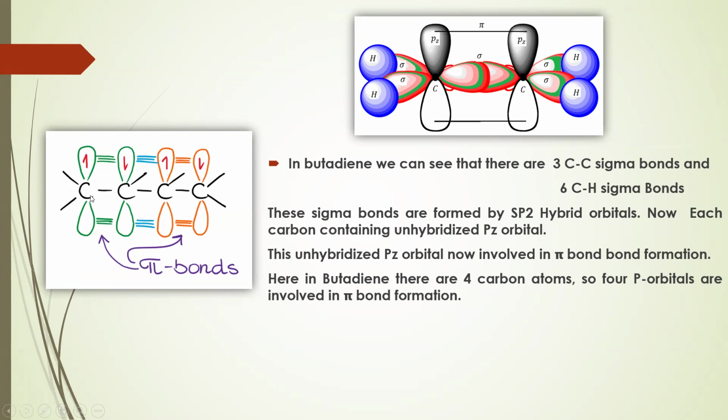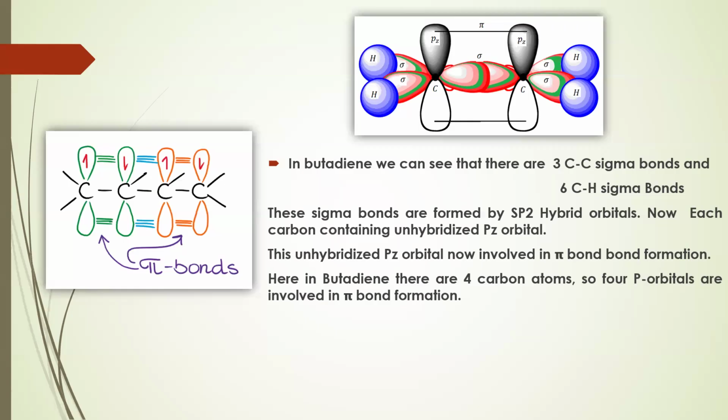3 sp2 hybrid orbitals. So, in butadiene, there are 3 CC sigma bonds and CH sigma bonds are 6: 1, 2, 3, 4, 5, 6. 6 CH sigma bonds and 3 CC sigma bonds. All these 6 CH sigma bonds and CC sigma bonds are formed by overlapping of sp2 hybrid orbitals. So we know that sp2 hybrid orbitals always form sigma bonds. Hybrid orbitals form sigma bonds.